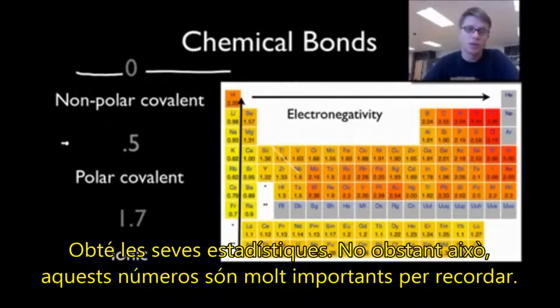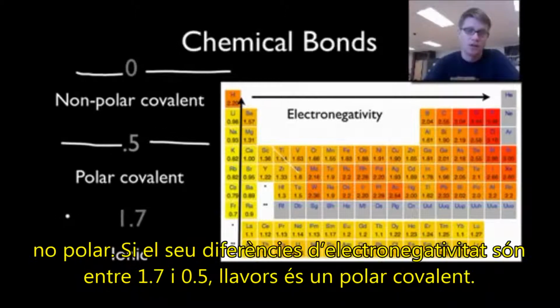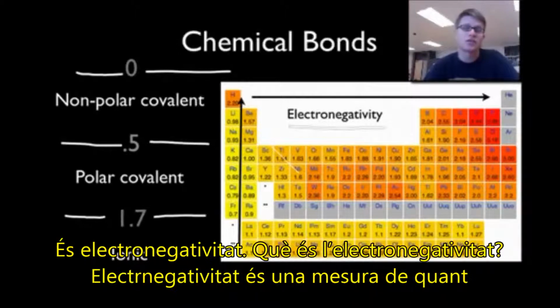If you have an electronegativity difference between 0.5 and 0, it's a nonpolar covalent bond. If your electronegativity difference is between 1.7 and 0.5, then it's a polar covalent bond, and if it's above 1.7, then it's ionic. Now, the first thing I need to talk about is electronegativity.